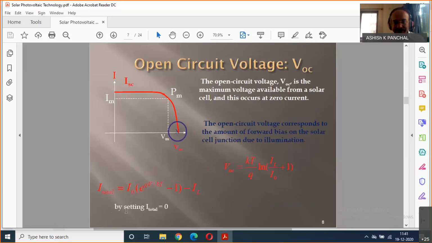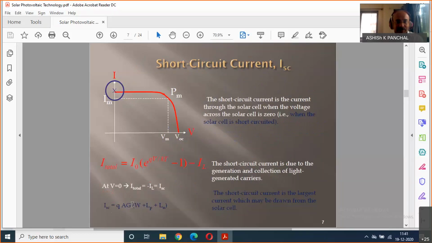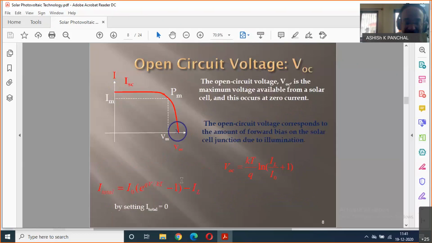Now see if G changes, because of that the current will change. Okay, so throughout the day this is really a challenge, that at 7 in the morning the current is different, at 10 current is different, at 12 and at 5 current is different.